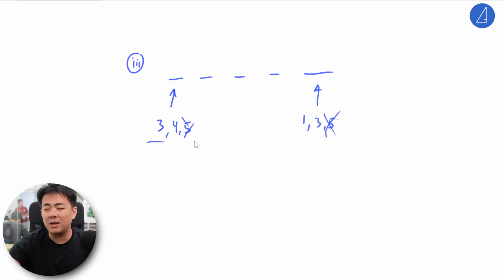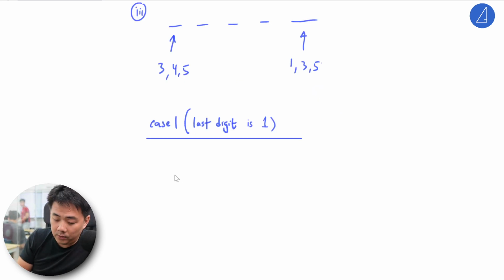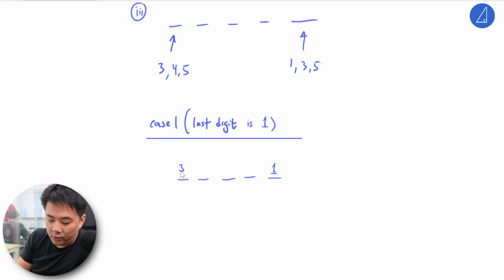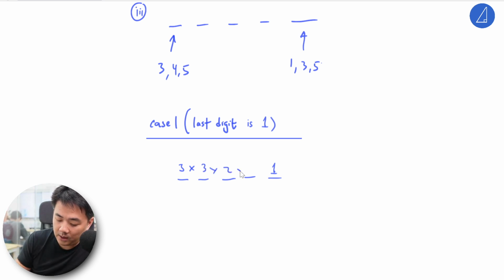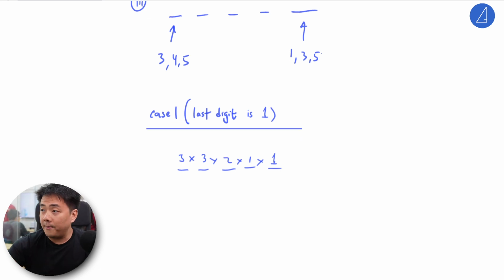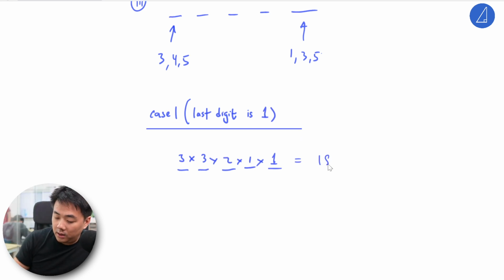So you break down the cases. If the last digit is 1, then for the first digit I will have 3 options. After putting that, I will be left with 3 digits, so 3 times 2 times 1. So that will give us 18.